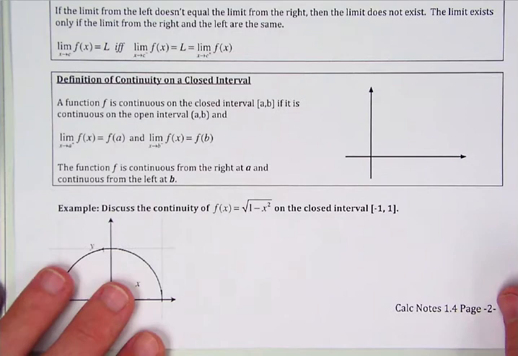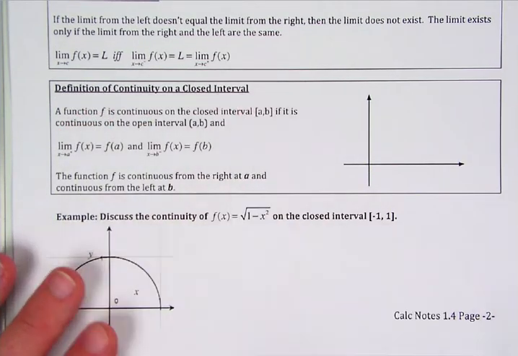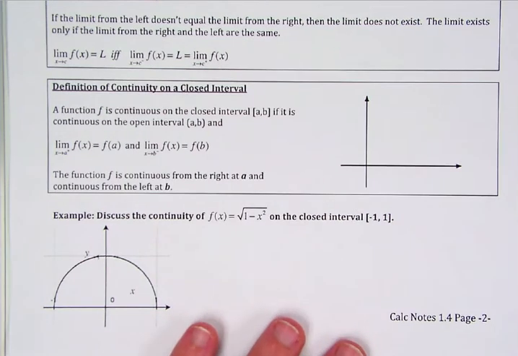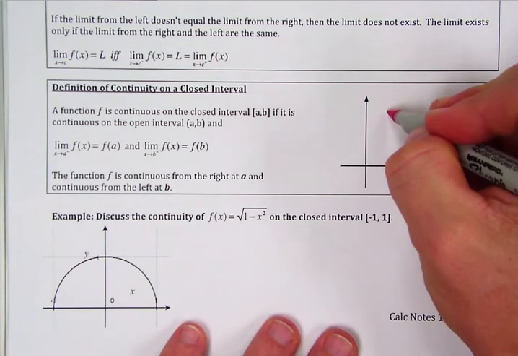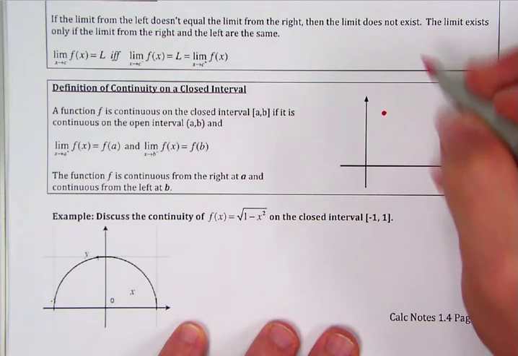What that allows us to do now is talk about continuity on a closed interval. So now we're going to be using endpoints that are there. So let's make a function. We're going to put it on a closed interval.